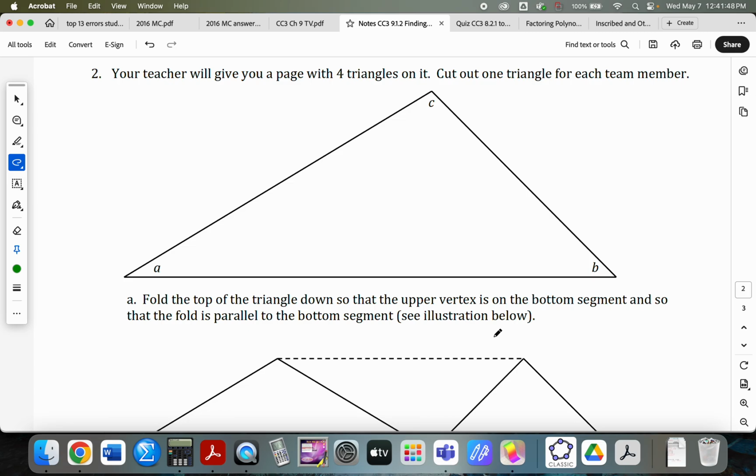So notice A, B, and C should make a straight angle together. What's the measure of a straight angle? 180. So these three angles from the triangle add up to 180. Very fun. Yes, I know they're not perfect. It's okay.